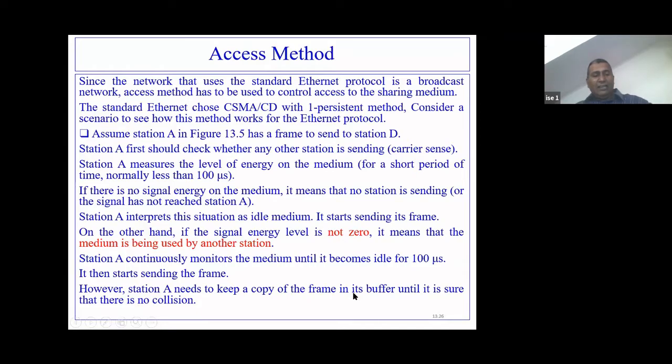And if it finds that the medium is busy, by finding the presence of an electrical signal on the medium, it will wait another 100 microseconds. Then after 100 microseconds, it will check the medium again. If electrical energy is still present in the medium, it will again wait for another 100 microseconds. So this process is called the one-persistent method, right?